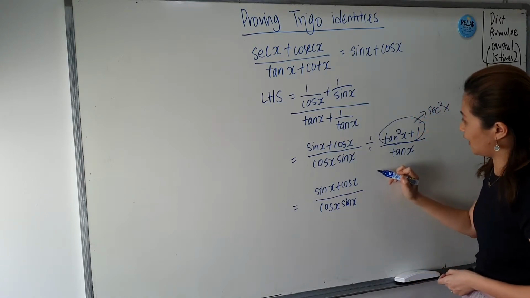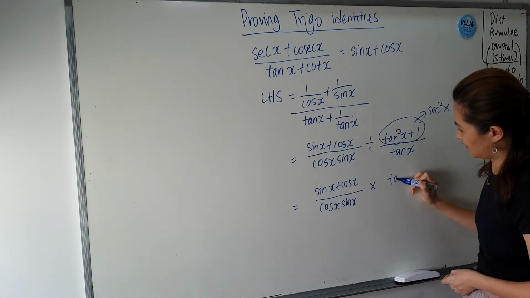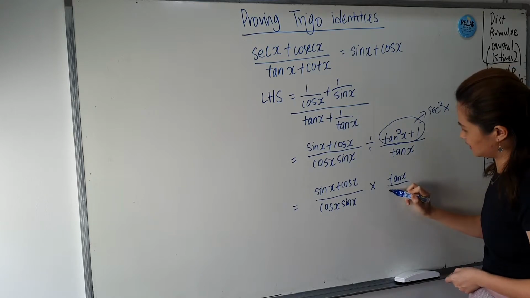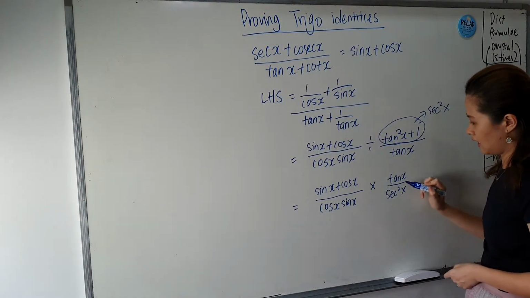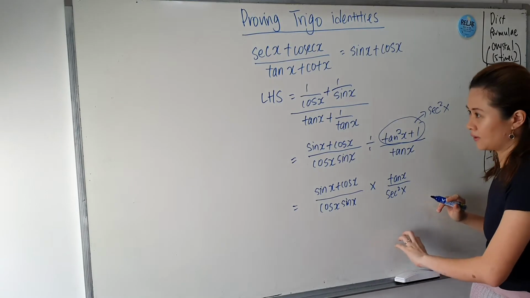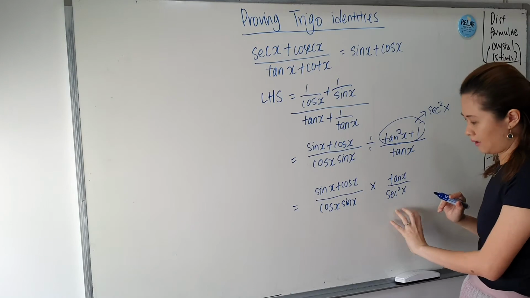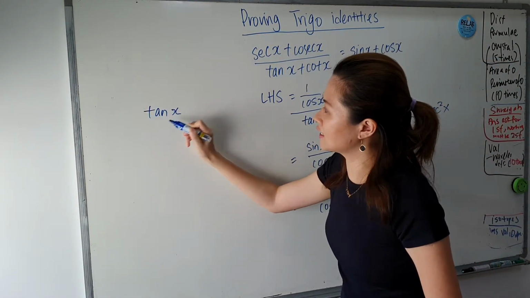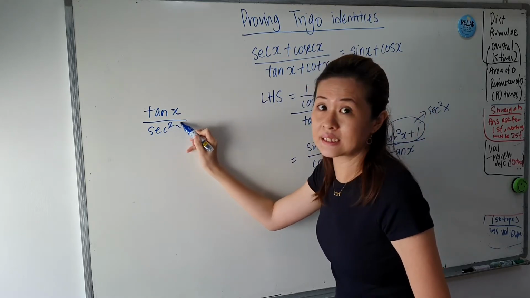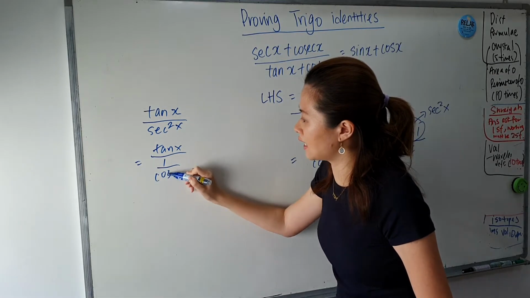Okay, so here I am. I'm going to flip this. Save space. Cool? Now I'm going to change this into... actually I can do it here, but because there is no space, I'm going to do it over the other side. Then I'll put it here. So let's tangent x over secant square x is actually tangent x over 1 over cosine square x.